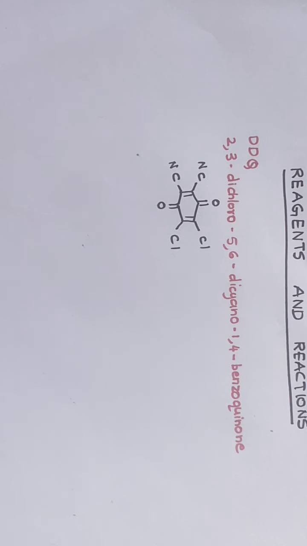DDQ is very reactive and it may be used in the cases where the substance is difficult to dehydrogenate. So quinones are generally used for dehydrogenation. Dehydrogenation is removal of hydrogen from the substances which are difficult to dehydrogenate. Quinones are used for dehydrogenation, and after dehydrogenation they get reduced to their corresponding hydroquinones.